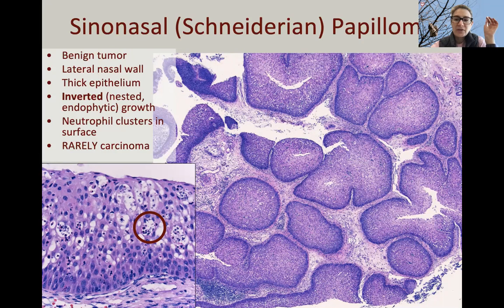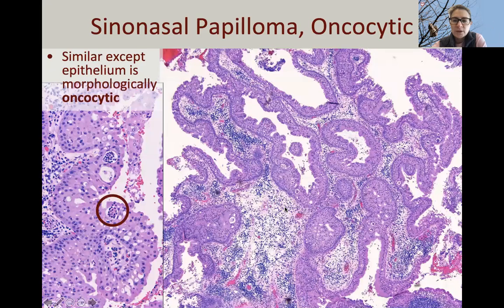It demonstrates very thickened epithelium with an inverted or nested growth pattern, as you can see here, with small neutrophilic clusters in the epithelium. So again, these little neutrophilic microabscesses. It's said about 20% of cases, but that may be a little high, transform to carcinoma. The variant of sinonasal papilloma that we sometimes see morphologically is an oncocytic variant. It's otherwise very similar to the inverted papilloma, with the exception that the epithelium has a few more cells that are eosinophilic, very pink in appearance, or so-called oncocytic.